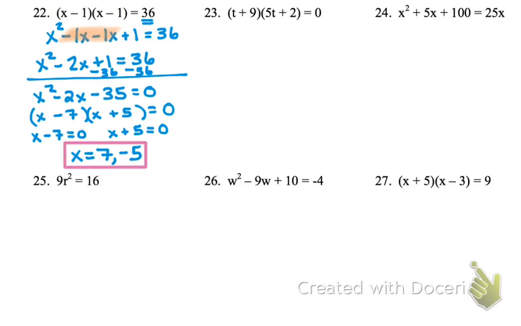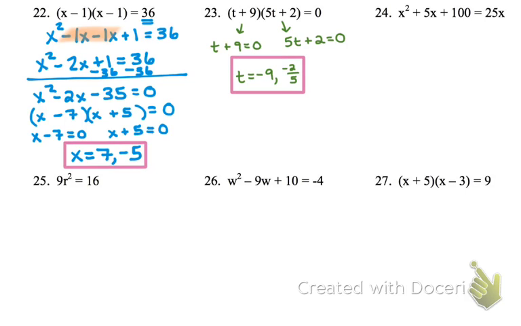Number 23 looks like number 22, but we have 0 on the right side. So actually, all the work's done for us. We just set each parenthesis equal to 0 and solve both equations, getting us negative 9 and negative 2/5.